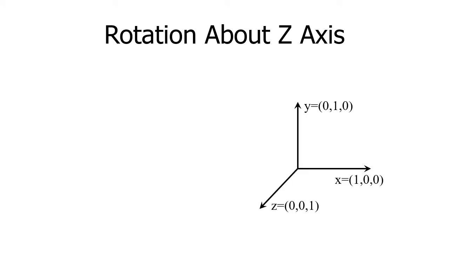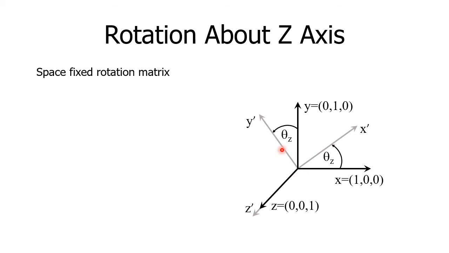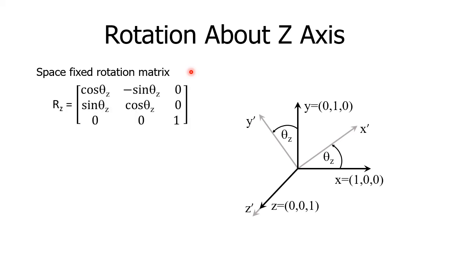The third rotation matrix is about the z-axis. Here is the base frame, x, y, and z. This is the rotated frame about the z-axis by angle theta z. The space-fixed rotation matrix is given below.